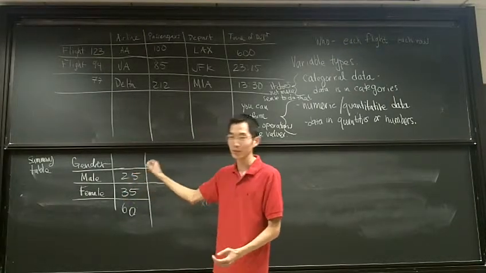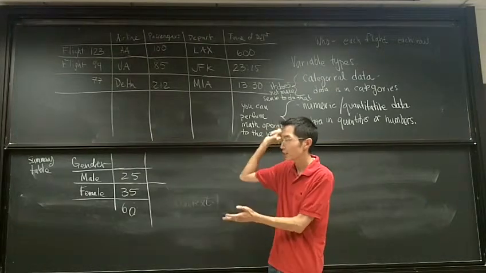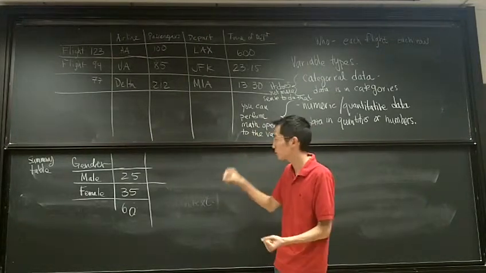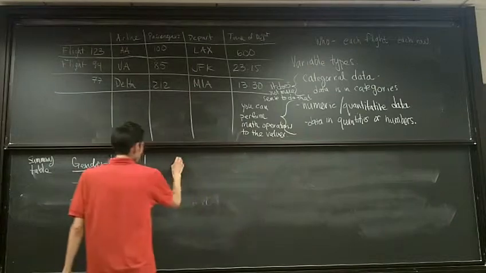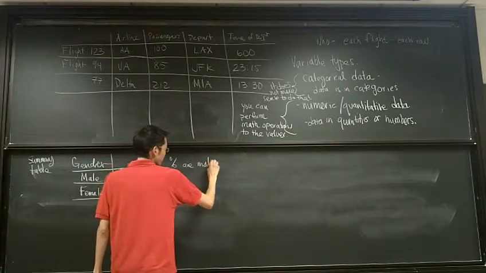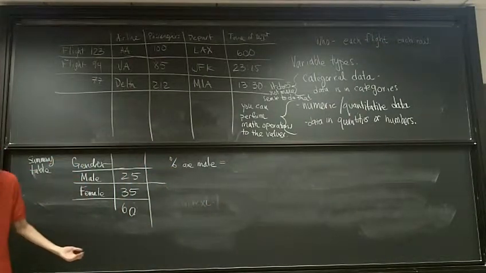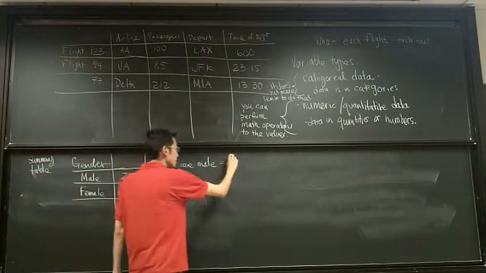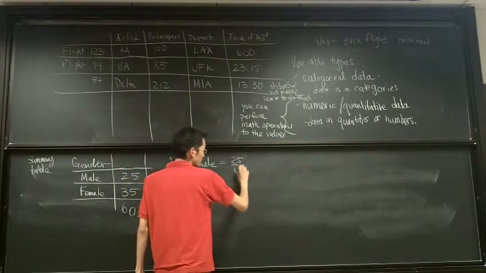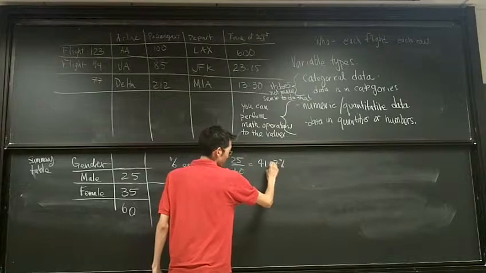So anyway, this is just to show that categorical variables will still have numbers. And to make things even more confusing for people, we'll ask things like, what percent are male? So what percentage of the class is male? 25 out of 60. You do 25 divided by 60, and you get 41.67%.